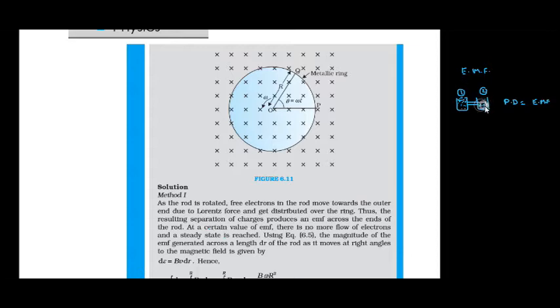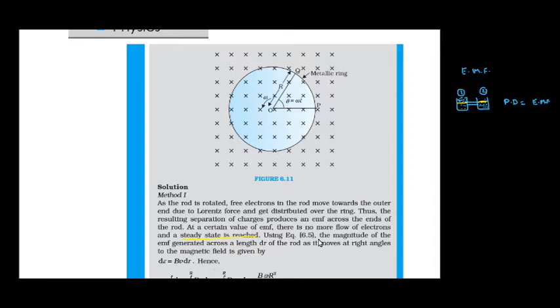After that it flows. A time will come when the levels are equal. When the levels are equal, will there be any flow? Same as that of water. Will there be any flow? No. There will be no flow. So it is called steady state. In this case, we say that steady state is reached.